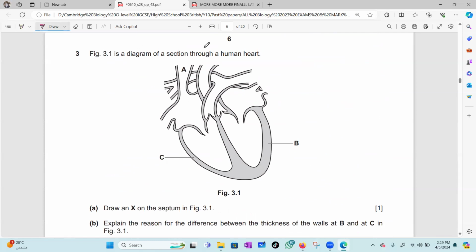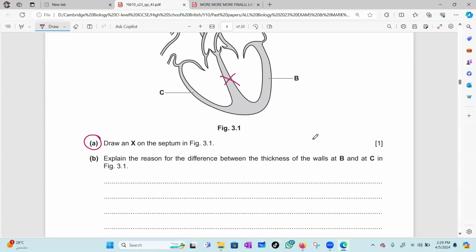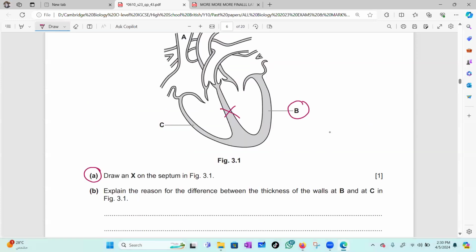Figure 3.1 is a diagram of a section through a human heart. Draw an X on the septum. Where's the septum? Between the left side and the right side. Yes. A lot of you don't read those questions, you skip them. Explain the reason for the difference between the thickness of the walls at B and C in figure 3.1. Now, this is easy. What is B and what is C?